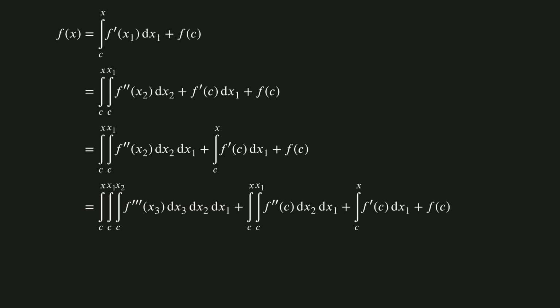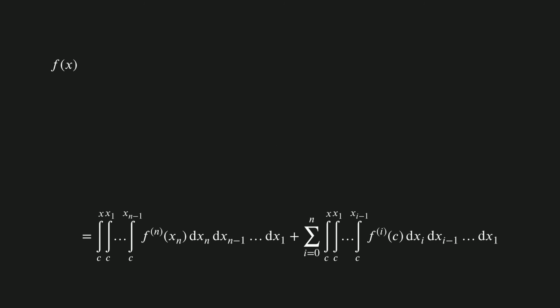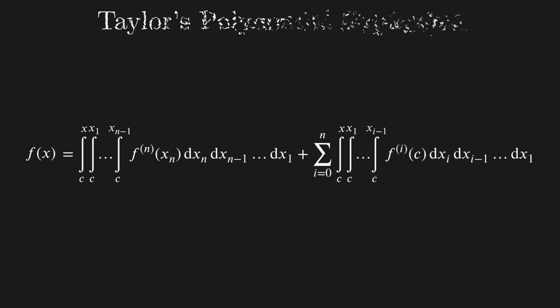But of course we don't have to stop here. f is infinitely differentiable, so we can carry on like this for as many times as we care to. Each time we do, we introduce another layer of integration into this leftmost term, and we introduce another term in this sum. In general, after we've applied the FTC n times, we will get an equation that says f of x is equal to this nested integral plus this sum. And there we have it. This is Taylor's polynomial expansion.